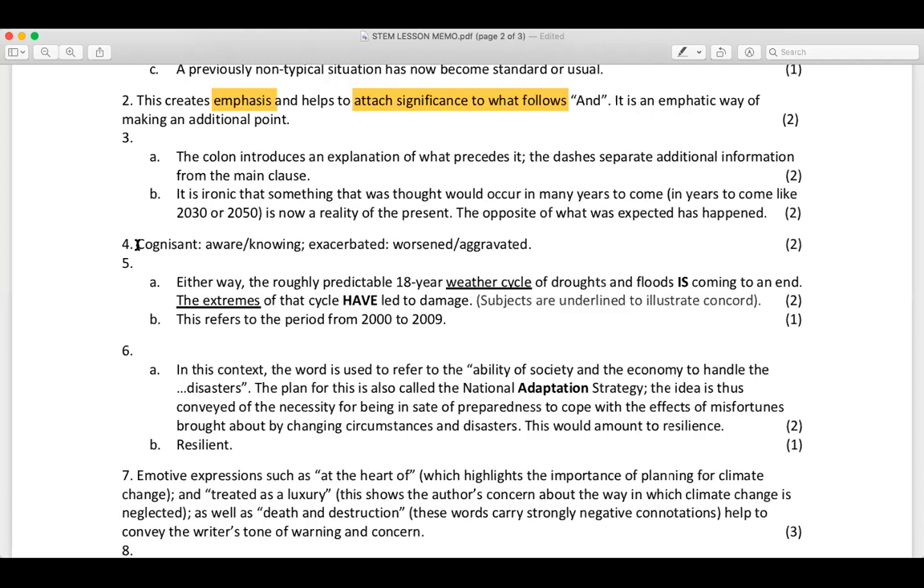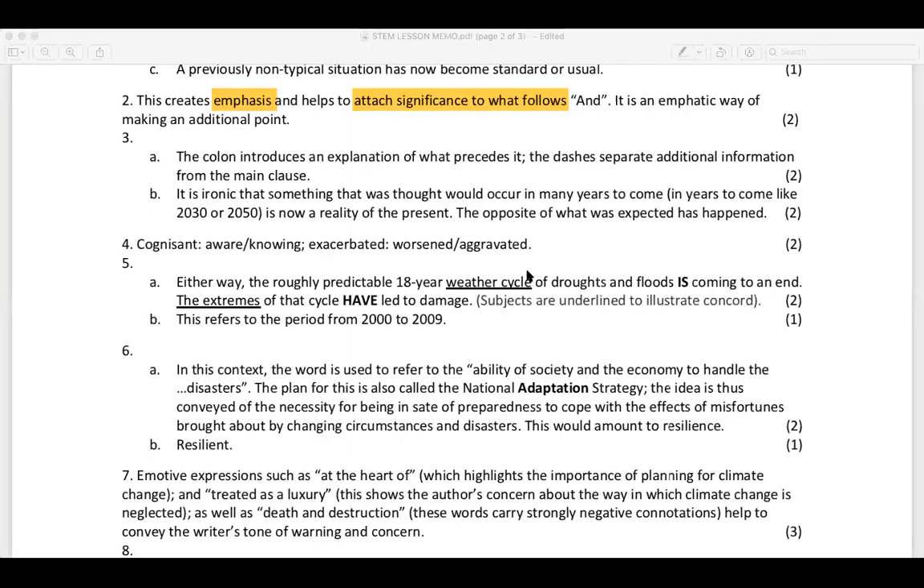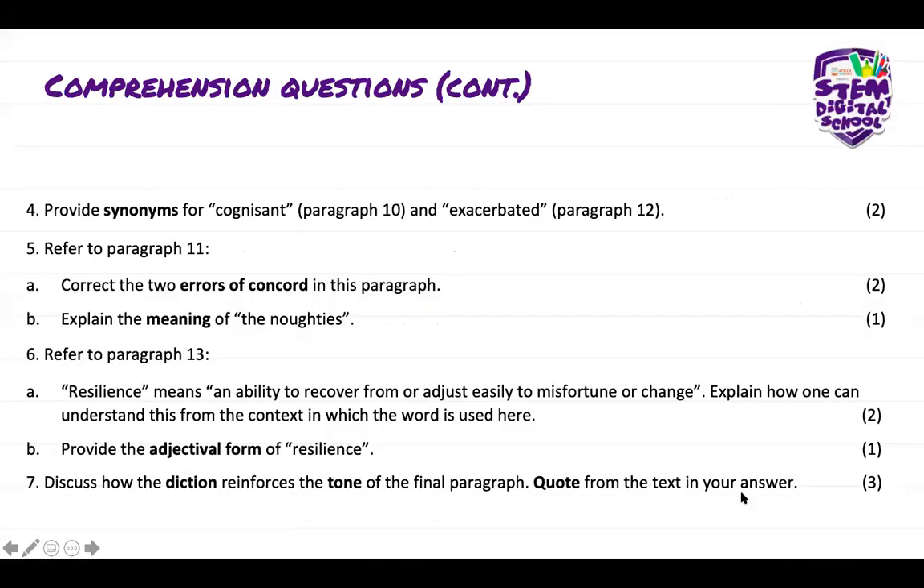Lovely. Okay, exacerbated. Okay, when something has been exacerbated, yes, it has worsened or it has aggravated. Lovely. Okay, so there you go. There you have it. And then let's go to the next question. The next question reads, okay, refer to paragraph 11.